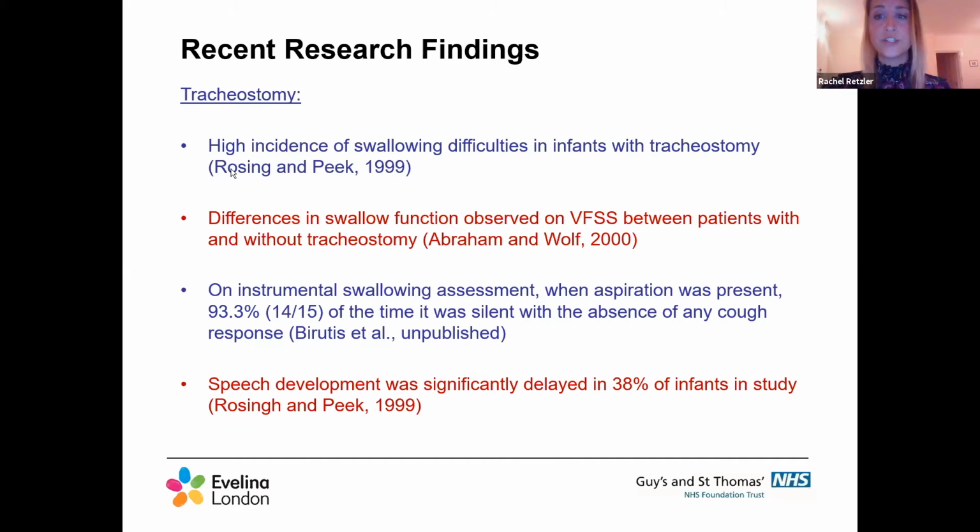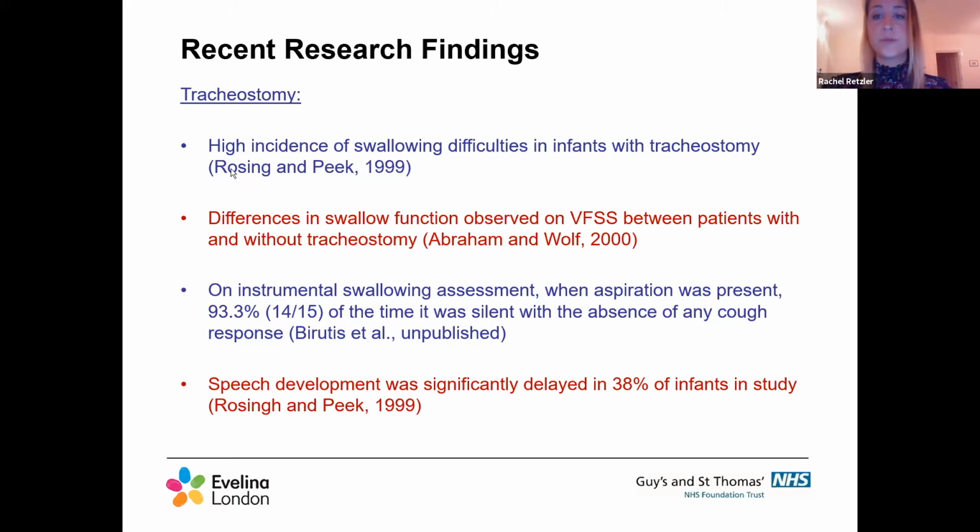Remember, the reason why a child receives the tracheostomy is very important. It's important to remember that feeding and swallowing difficulties may be related to the child's comorbidities and other factors, not just related to the tracheostomy. For example, long-term non-oral feeding, hospitalization experiences, or even reflux and GORD.